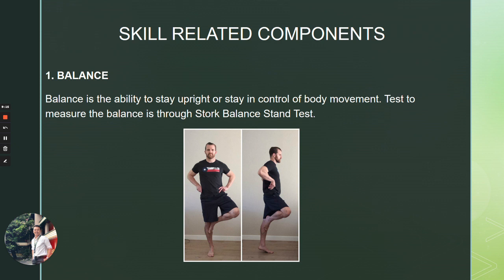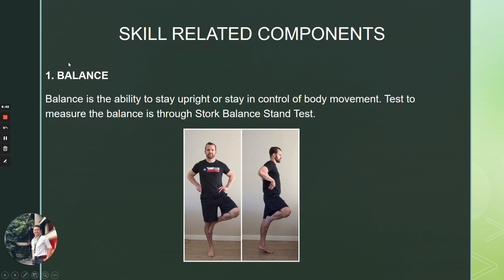So for us to easily memorize the skill-related components, we have the B SPARC mnemonics. That's B, S, P, A, R, and C. B stands for balance, S stands for speed, P for power, A for agility, R for reaction time, and C for coordination. So I will be discussing that very brief now. So the first one here is balance.